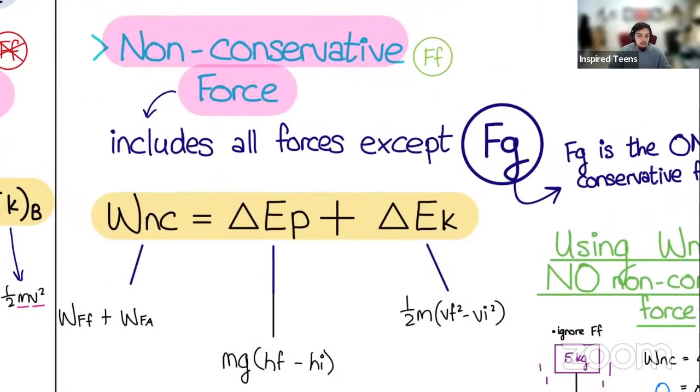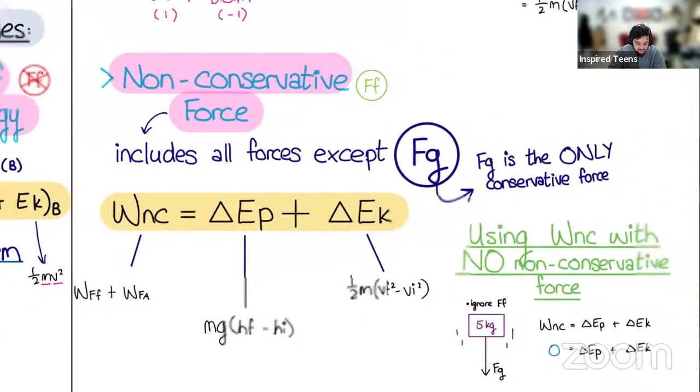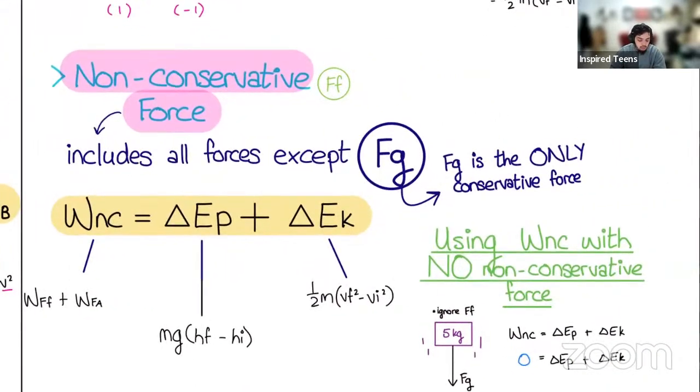Then we move over to the non-conservative force formula. In the non-conservative force formula, it's WNC. So WNC is equal to delta EP plus delta EK. Okay, and now a non-conservative force includes all forces.